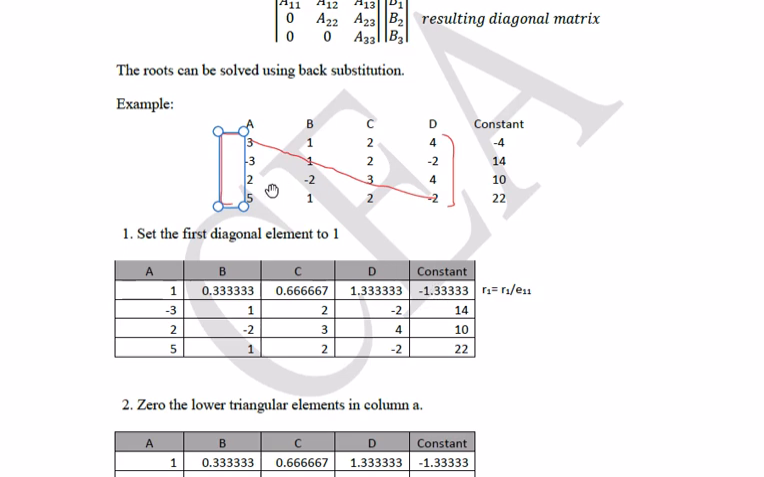Our target is to make these diagonals 1. The first target is to set the first diagonal element into 1. So we will make this diagonal element 3 into 1. How do we make 3 into 1? In order to make this 3 into 1, we will divide it by itself, or that is R1 equals R1 divided by E11.